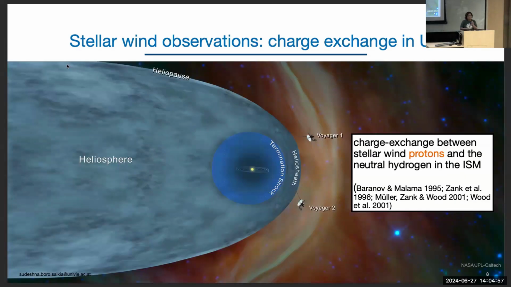One way of detecting winds around cool stars is charge exchange between the protons in the stellar wind and neutral hydrogen. This is a sketch of what happens when our solar wind interacts with the local ISM. A proton collides with a neutral hydrogen in the ISM, and due to this, highly energized hot neutrals form. These produce an excess absorption component, which we already heard about in the plenary today, that can be seen in the Lyman alpha line, so in the ultraviolet. This is the prolific technique for detecting winds in cool stars.